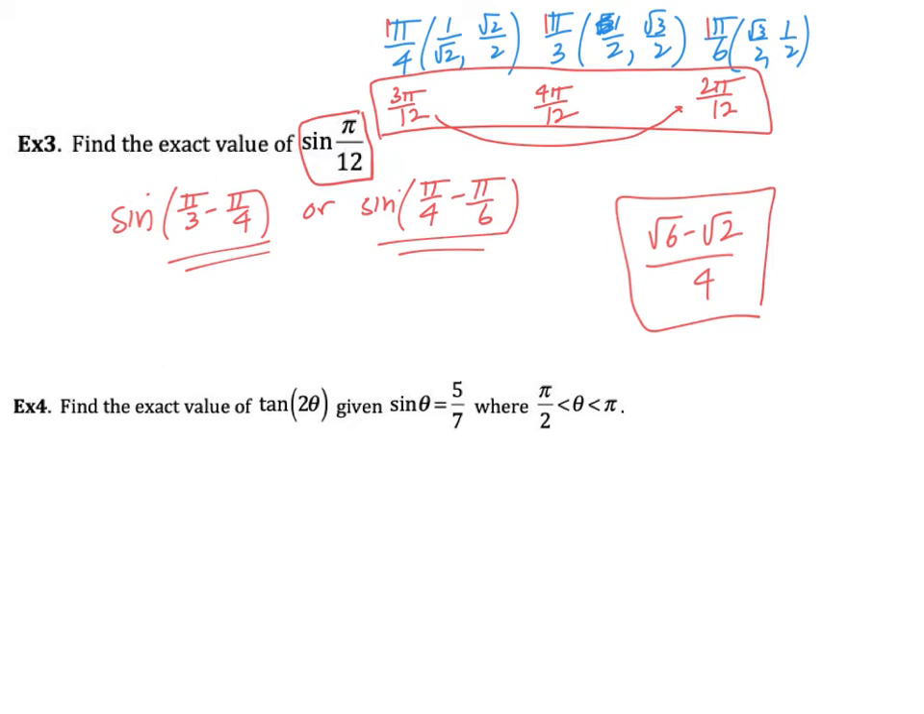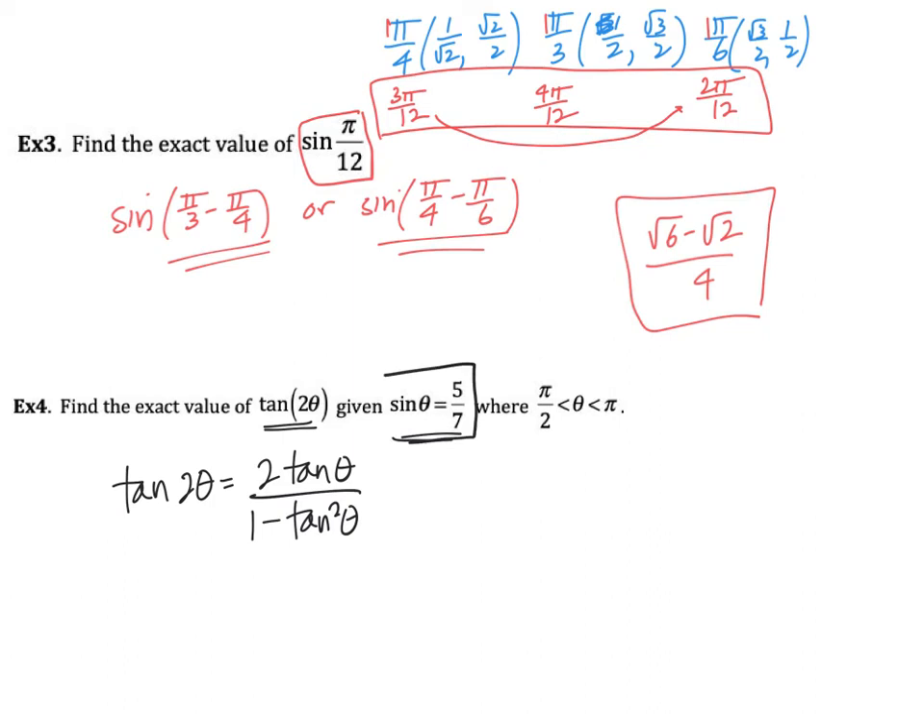All right, example 4. So example 4, we're back to, we want to find tangent of a double angle. So you're going to have to go back and look at that tangent of a double angle formula. So we had the tangent of 2a equals 2 tangent of a, which in this case is theta, divided by 1 minus tangent squared of theta. So that is my double angle formula for tangent.